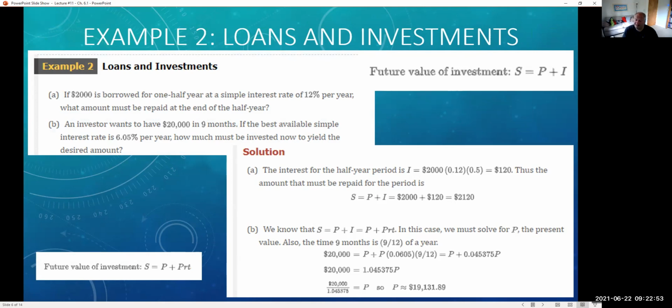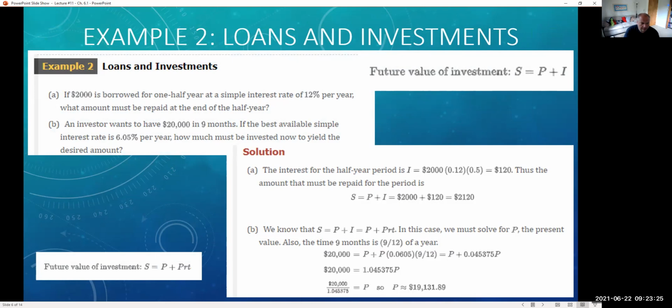This is loans and investments. If 2,000 is borrowed for a half a year at a simple interest rate of 12% per year, well, what amount must be repaid at the end of the half year? So it's the same idea as you making an investment and earning interest. It's the same idea as you borrowing money from the bank, as if the bank is investing in you and then you have to pay them interest back, so they are earning interest for their investment in you. It's the same story. It's again a present amount plus an interest becomes a future amount, okay?